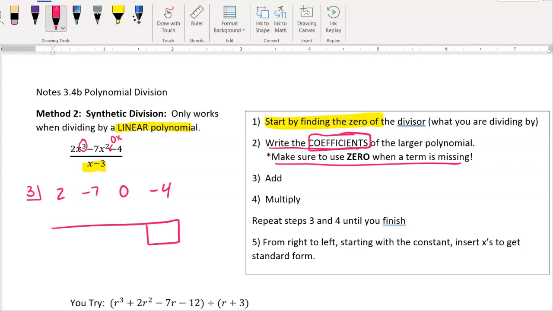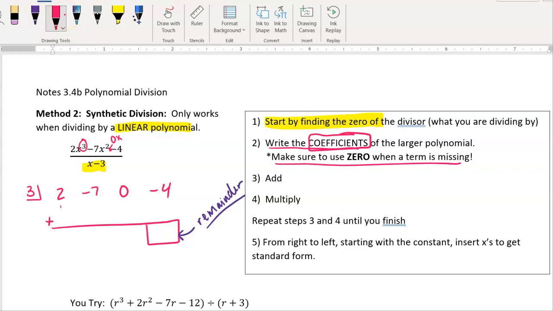And then this is how I would set it up. You draw a horizontal line. Just give yourself some space because there's going to be some numbers that we put underneath those coefficients. What goes here is going to be our remainder, if there is one.